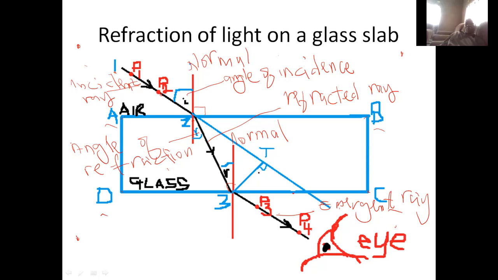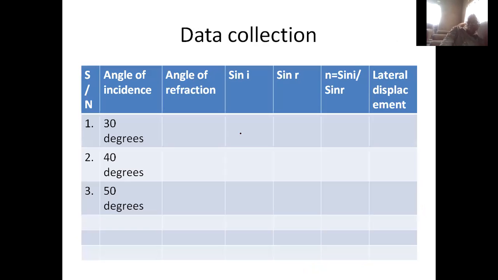So the lateral displacement will depend on the density of this material. If the material becomes denser, the lateral displacement will be longer, because the refracted ray will go more towards the normal, and therefore this distance will be greater. If this one becomes less dense, the refraction will be somewhere there, which means the lateral displacement will be shorter. Okay, so that's what that means.